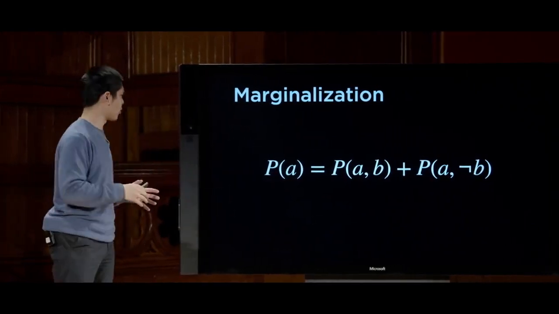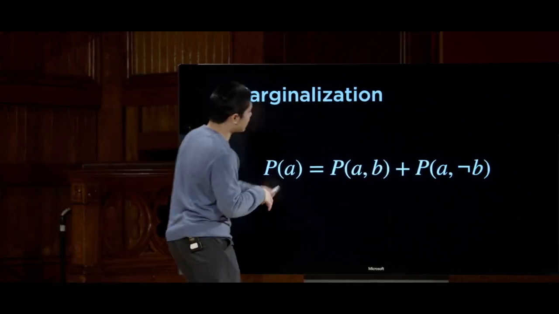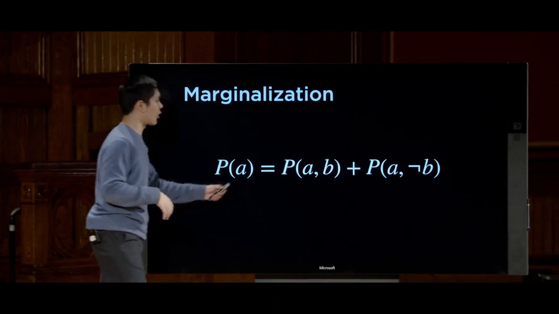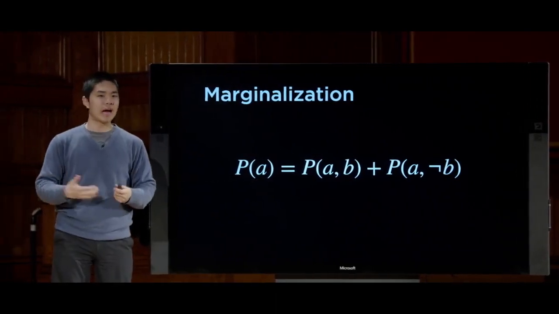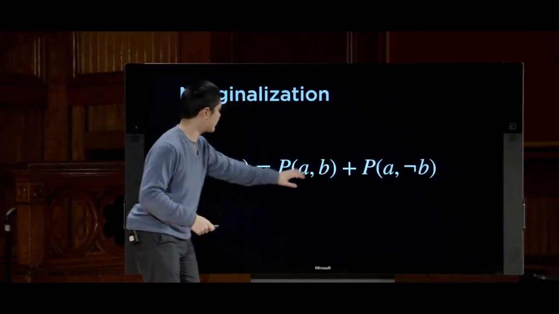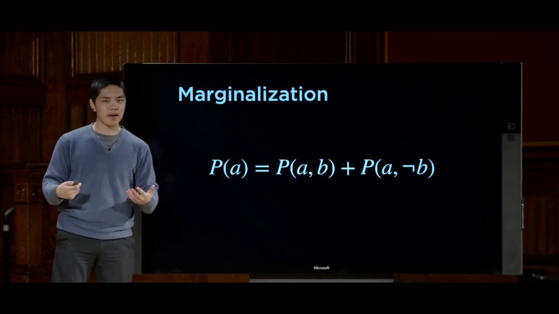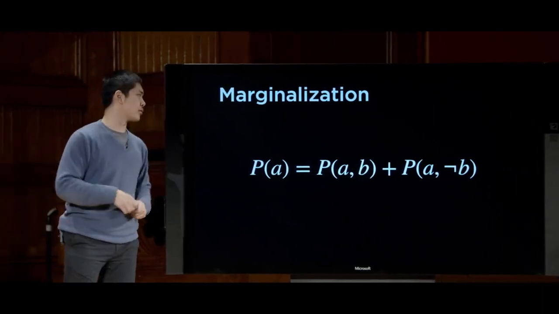So take a look at that rule. It doesn't matter what B is or how it's related to A. So long as I know these joint distributions, I can figure out the overall probability of A. And this can be a useful way, if I have a joint distribution, like the joint distribution of A and B, to just figure out some unconditional probability, like the probability of A. And we'll see examples of this soon as well.